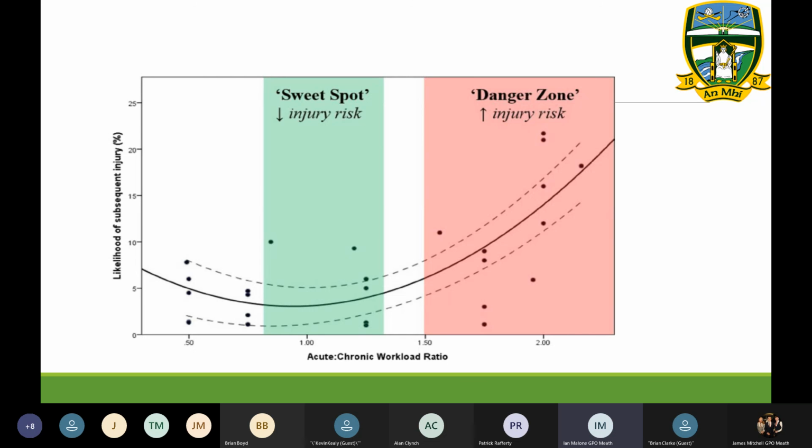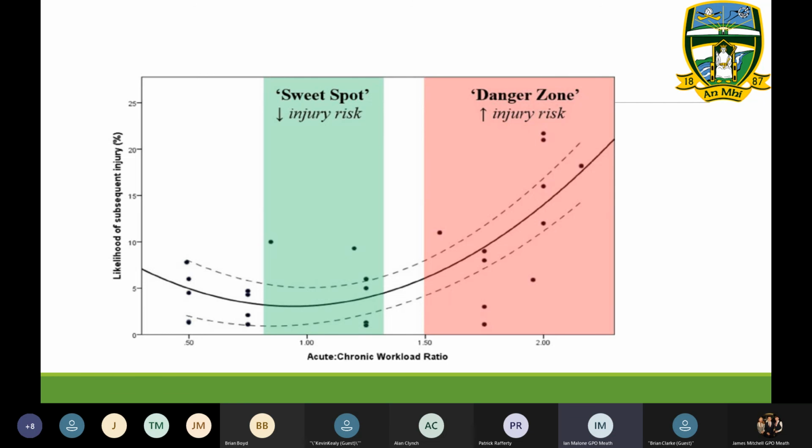If you're going past 1.5, you're actually starting to go into the danger zone. As you can see, that line starts to curve up quite rapidly, and you're starting to experience a much higher chance of developing an injury during training or during a game. So that's something to be very aware of.